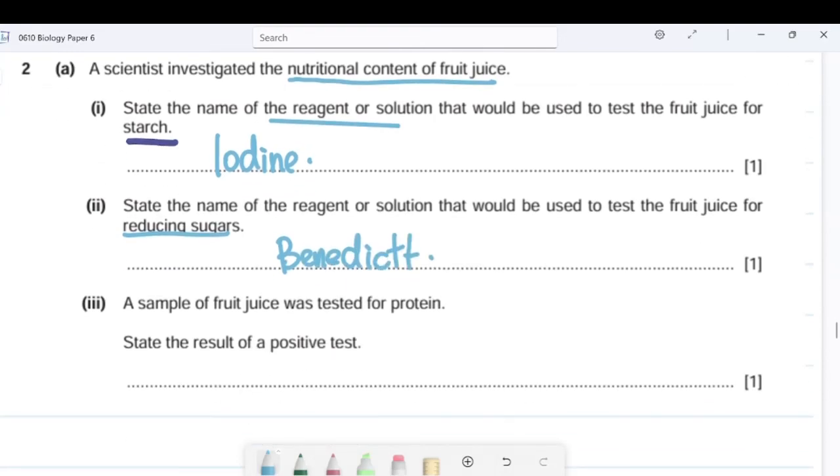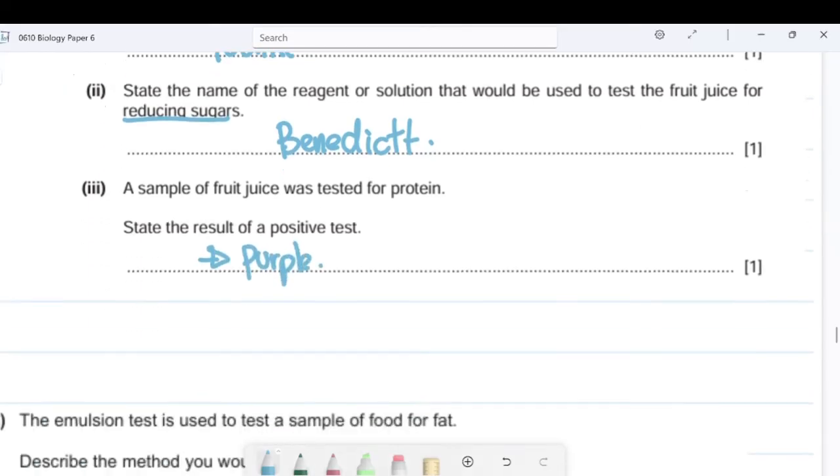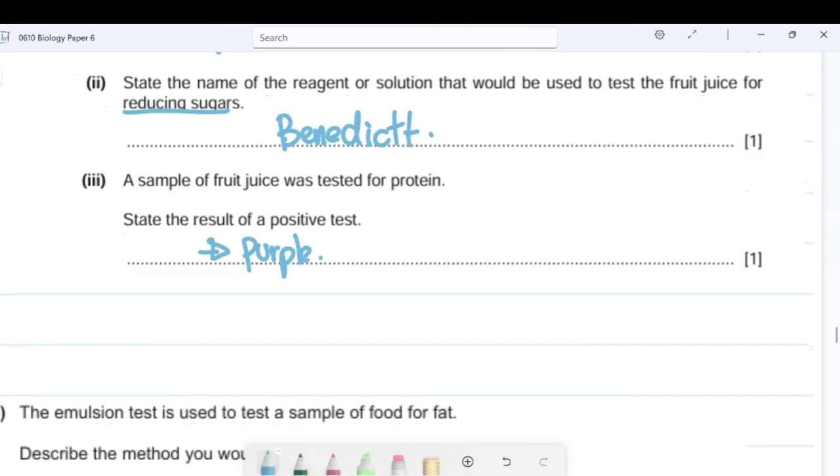And then a sample of fruit was tested for protein. What is the positive result? You're gonna have purple or lilac. Don't make it complicated for yourself, but if you want to write fancy purple colors or shades of purple, write violet or lilac or whatever you prefer.